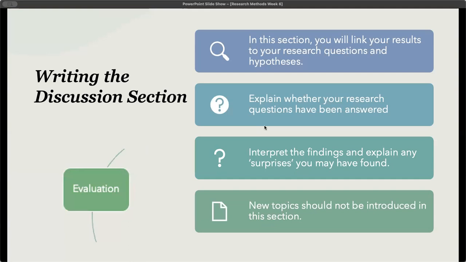This is not the place to add a deeper literature review. This is not the place to add or introduce a questionnaire. This is the wrong section. Here, we're just reflecting back on what we've done and what we found.